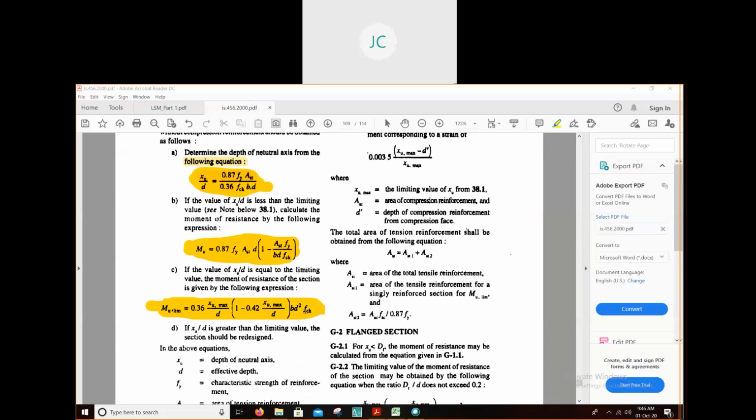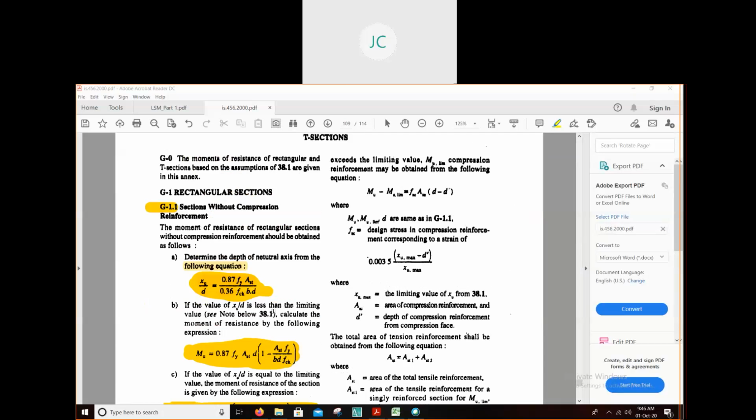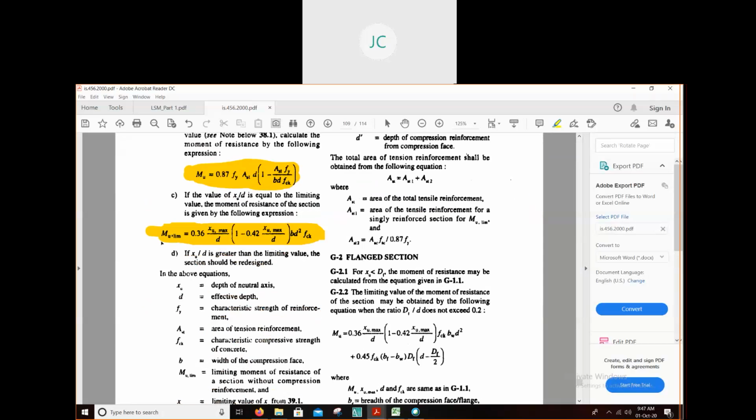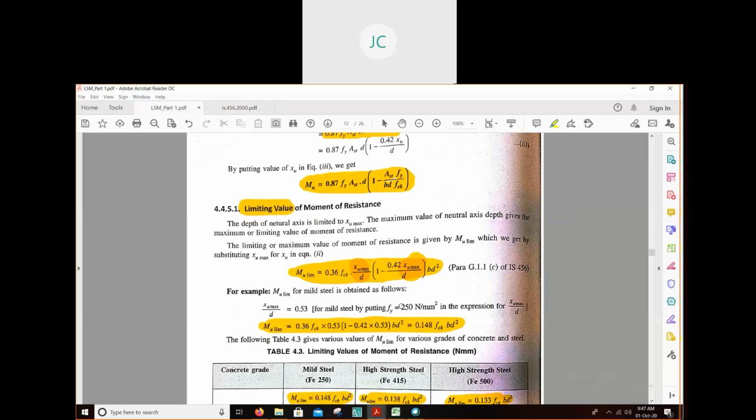You only have to know in which clause to look to get this formula. This is the most important clause in this semester: clause number 38.1 and this Annexure G. This Annexure G and clause number 38.1 are the most important part in your entire syllabus. So this is the value of the limiting moment of resistance.